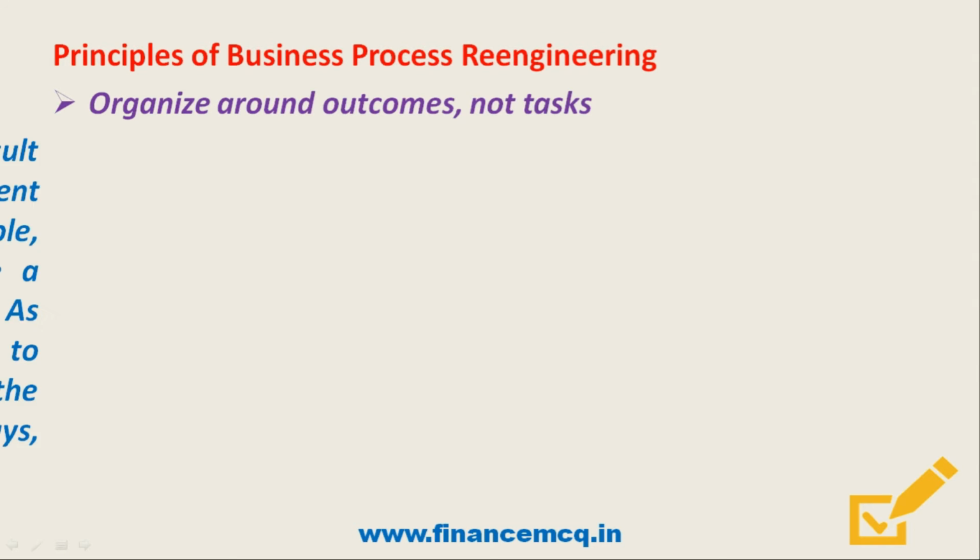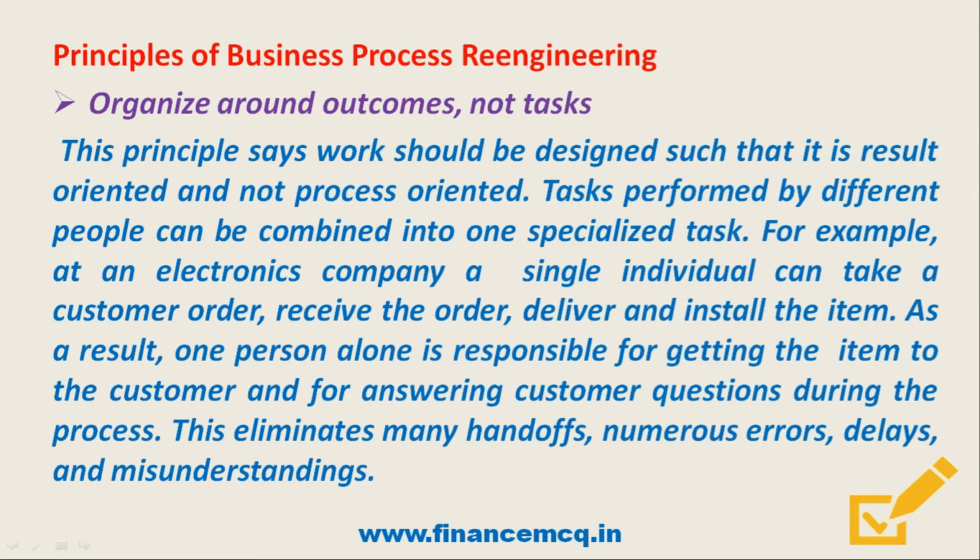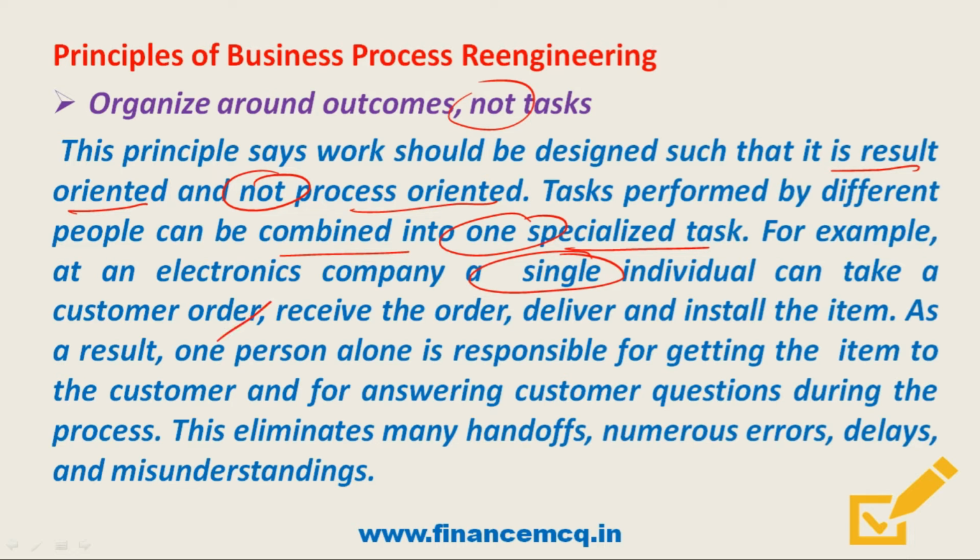So the first principle is organize around outcomes and not tasks. So friends, this principle says work should be designed such that it is result oriented and not process oriented. So friends, tasks performed by different people can be combined into one specialized task. For example, at an electronics company, a single individual can take a customer order, receive the order, deliver and install the item. So friends, as a result, one person alone will be responsible for getting the item to the customer or for answering customer questions during the process. So friends, this will eliminate many handoffs, numerous errors, delays and misunderstandings.